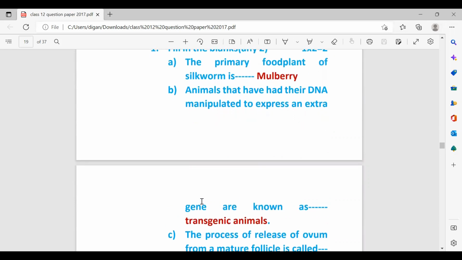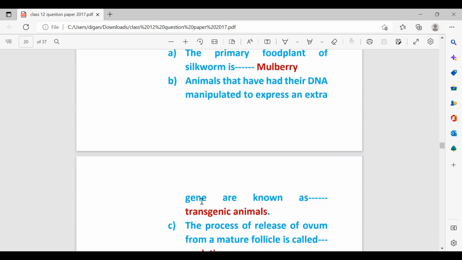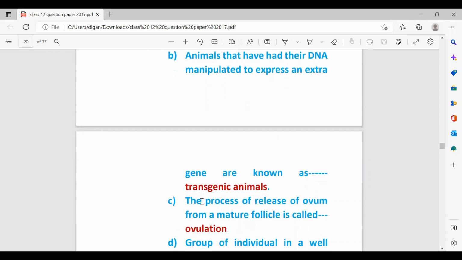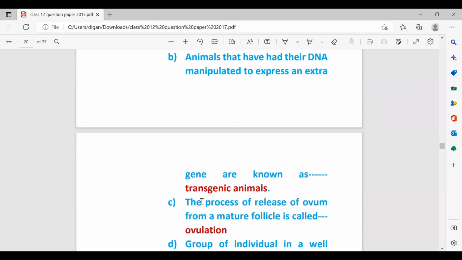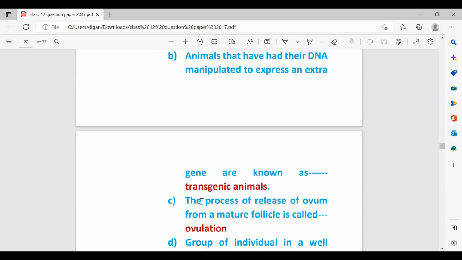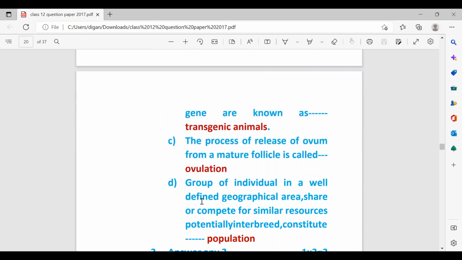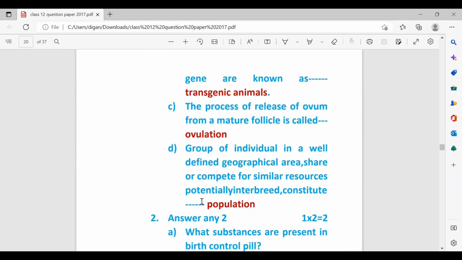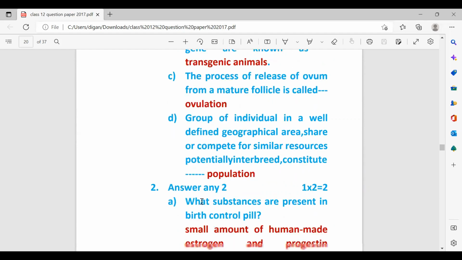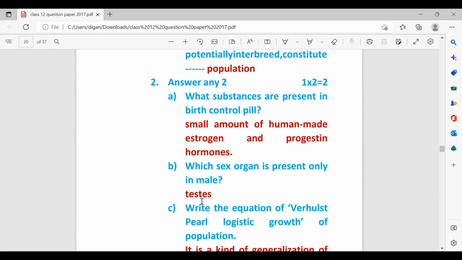First one is the primary food plant of silkworm, answer is mulberry. Next one is animals that have had their DNA manipulated to express an extra gene are known as transgenic animals. The process of release of ovum from the mature follicle is called ovulation. And a group of individuals in a well-defined geographical area that share or compete for similar resources and potentially interbreed constitute a population.